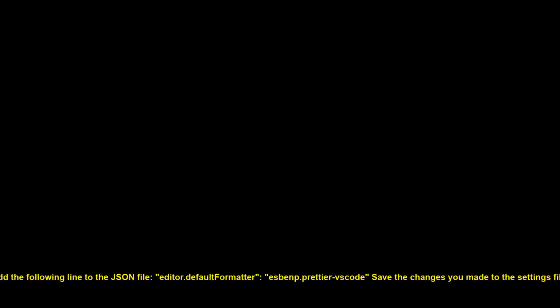To set Prettier as your default formatter, open the command palette by pressing Ctrl+Shift+P or Cmd+Shift+P on Mac. Type Preferences: Open Settings (JSON) and select it to open the Settings JSON file. Add the following line to the JSON file: editor.defaultFormatter, esbenp.prettier-vscode. Save the changes you made to the settings file.